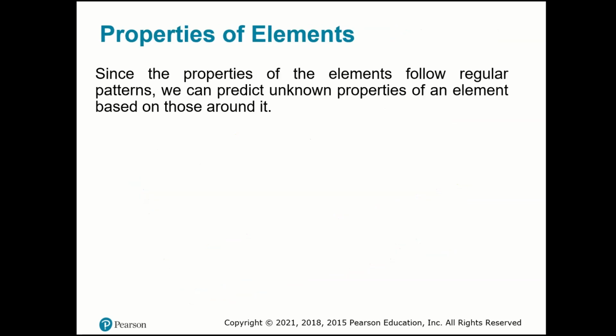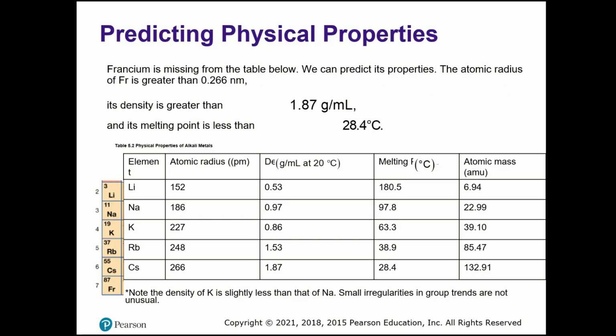Okay. Properties of elements. Since the properties of the elements follow regular patterns, we can predict the unknown properties of an element based on those around it. Look at this. Francium is missing from the table below. We can predict its properties. The atomic radius of francium is greater than 266 picometers.